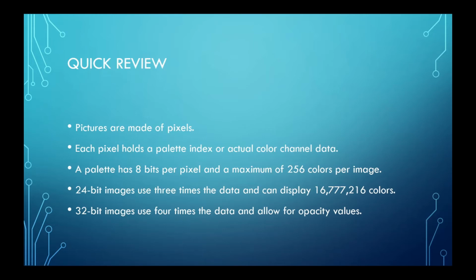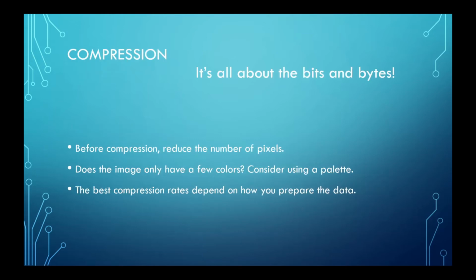For a quick review, pictures are made of pixels. Each pixel holds a palette index or actual color channel data. A palette has 8 bits per pixel and a maximum of 256 colors per image. 24-bit images use 3 times the data and can display 16,777,216 colors. 32-bit images use 4 times the data and allow for opacity. We know how to calculate the size of the raw data. All of this information is extremely important for compression.